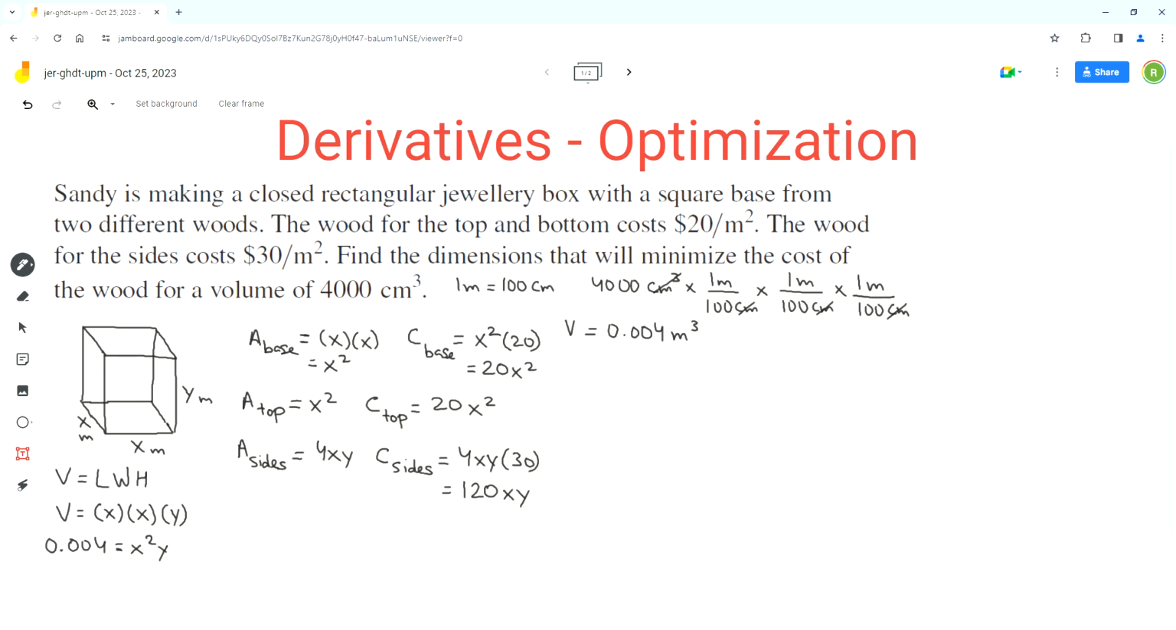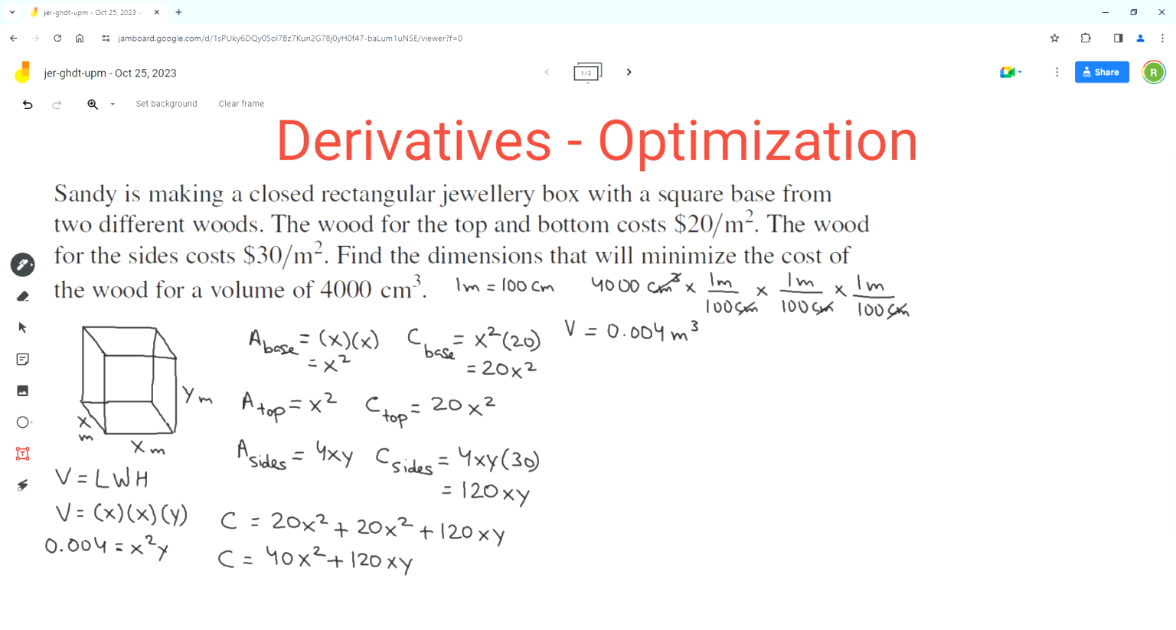Now we can use these 3 costs to find the function for the cost for the whole box. We can use the variable c. So c equals, we start with the cost of the base, 20x squared, plus 20x squared plus 120xy. Now we can combine the like terms, so 20 plus 20 is 40, so we get 40x squared plus 120xy.